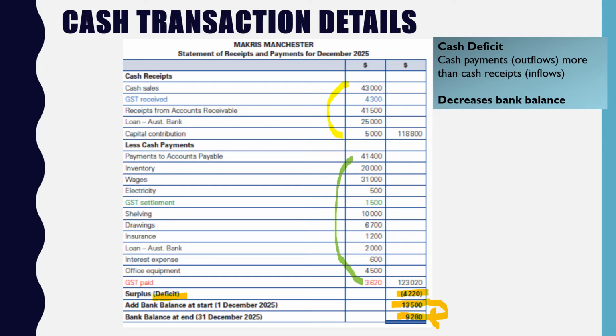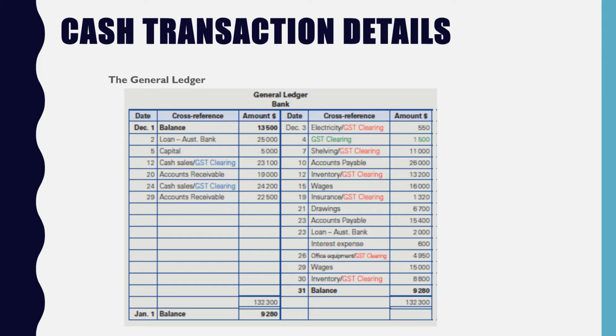If we are given the statement of receipts and payments, we simply need to classify all the cash receipts and cash payments according to the three classifications that we will look into detail when we prepare the cash flow statement. Another way that we may be given the information to prepare the cash flow statement is if we are given the bank ledger account. Based on the knowledge of the ledger account, we know that our cash receipts are recorded on the debit side, whereas our cash payments from the bank account are recorded on the credit side.